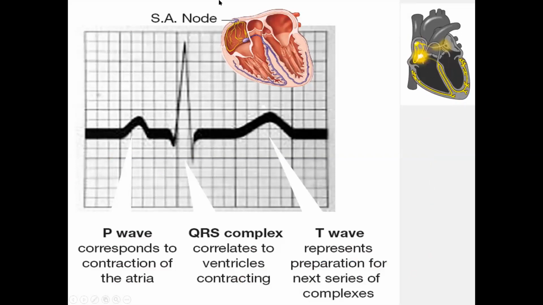Okay, so on the EKG, the P wave corresponds with atrial depolarization. The QRS corresponds with ventricular depolarization, and the T wave represents repolarization. They're getting ready for the next series of complexes.